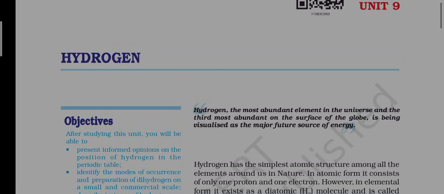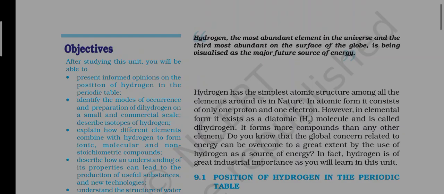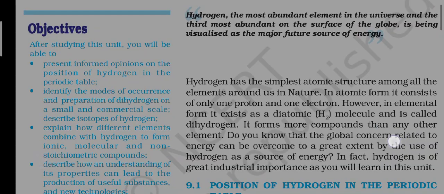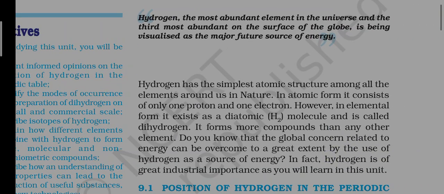Hello everyone. It is an audio recorded lecture of class 11's chemistry from NCERT book. The name of the chapter is hydrogen. Hydrogen, the most abundant element in the universe and the third most abundant on the surface of the globe, is being visualized as the major future source of energy.